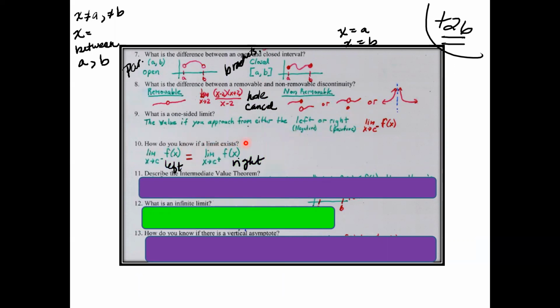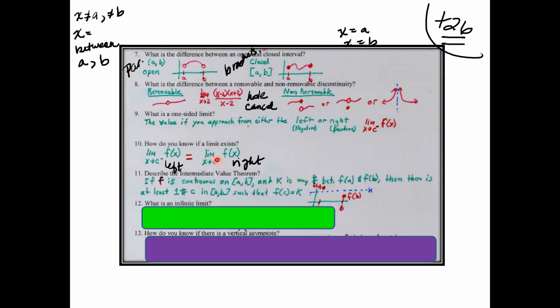How do you know if the limit exists? Well, you obviously want to make sure that as x approaches a number on the left side, the y value of that left side number matches the y value of the right side number. Infinite limit is when you look at the vertical and horizontal asymptote, it's a limit that goes without bound.